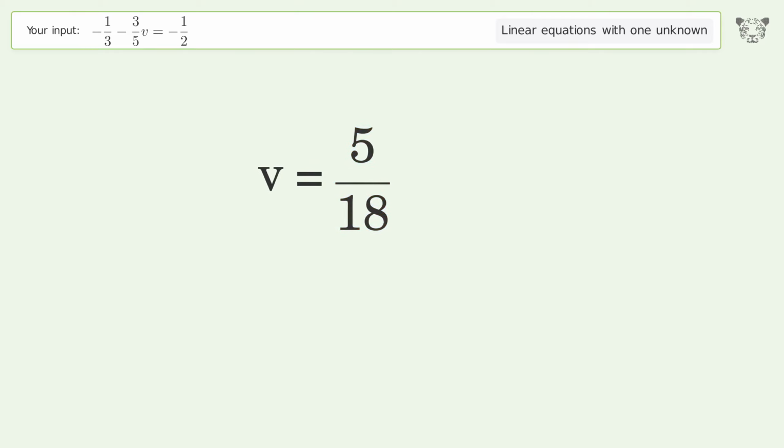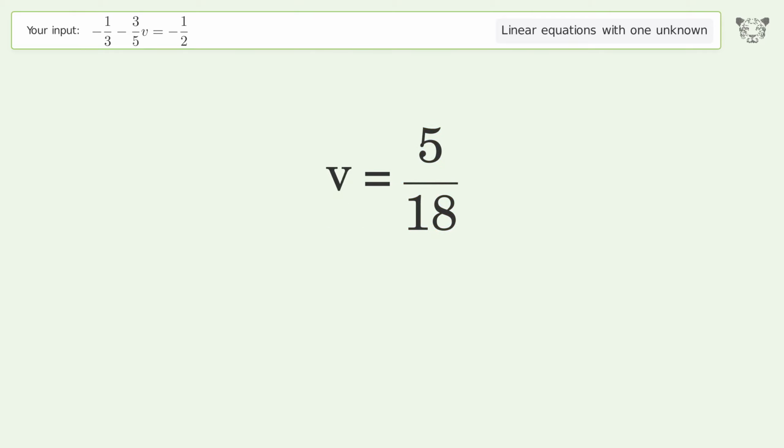And so the final result is v equals 5/18.